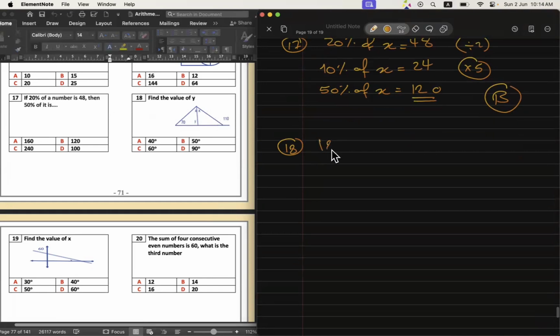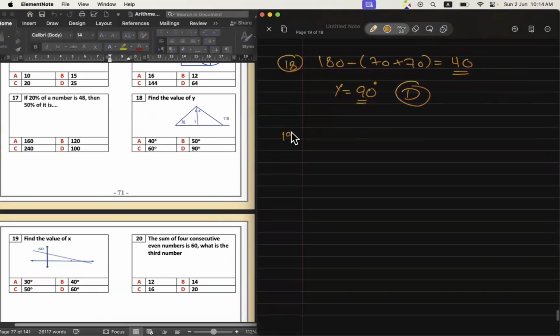So 180 minus 70 minus 70, which is 180 minus 140, equals 40, to find 2x. So if 2x is 40, each x equals 20. So if x equals 20 and this angle equals 70, for this angle it will be 180 minus their sum. So the value of y equals 90 degrees. So the answer is D.